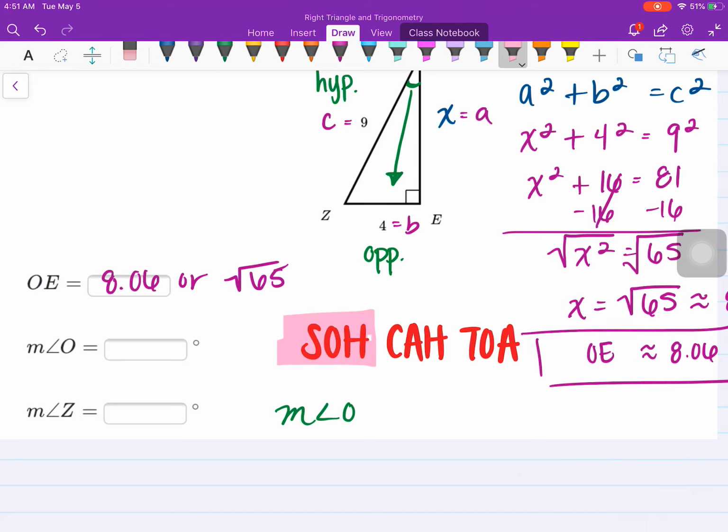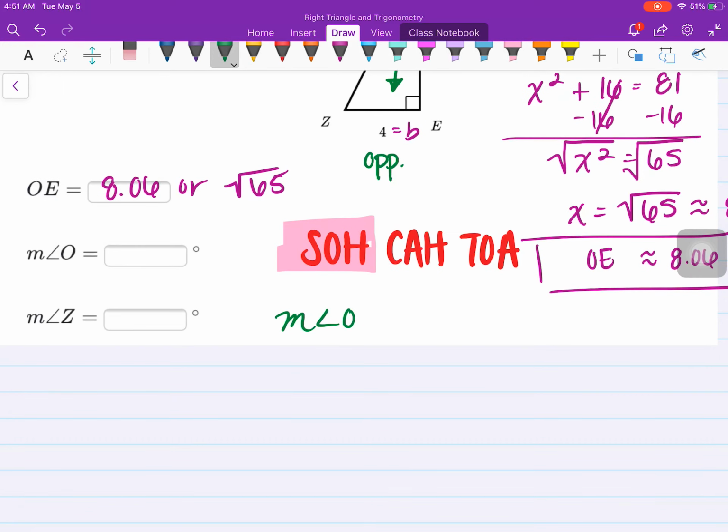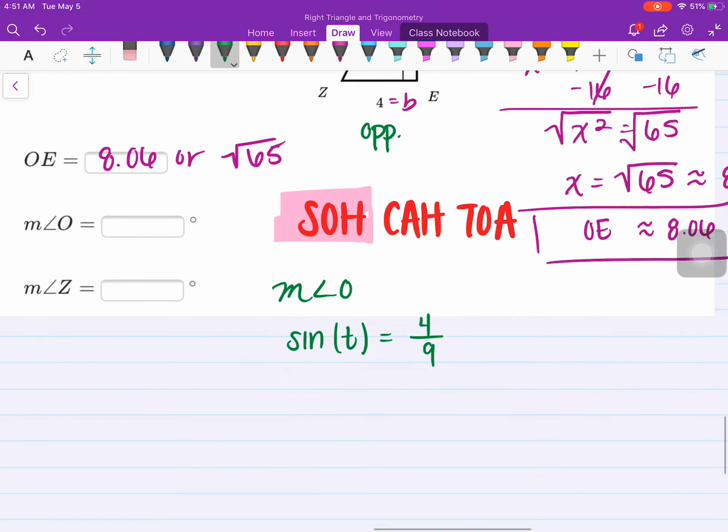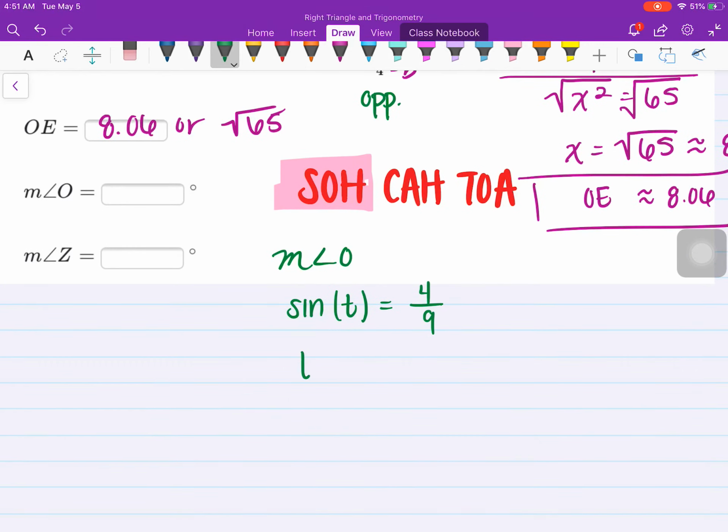So then I can say sine of, let's say the angle is t, equals 4/9, as this is the opposite over the hypotenuse. From here, if I want to leave the t alone, I need to do the opposite of a sine, which is an inverse sine. So inverse sine of 4/9. And I'll show that in the calculator.